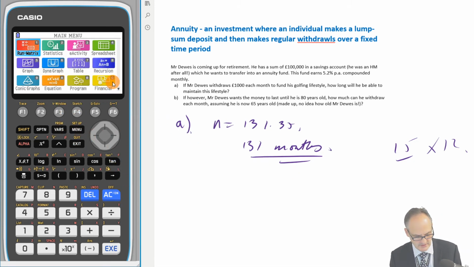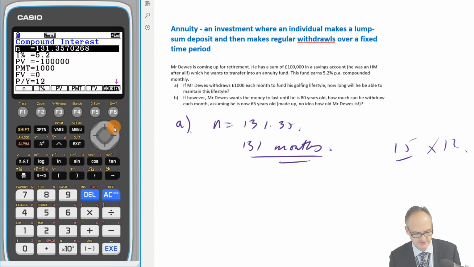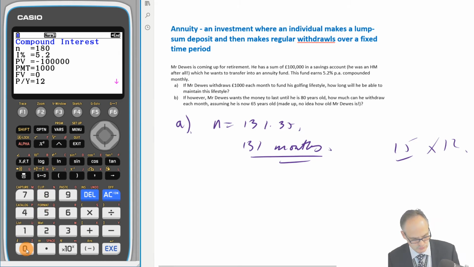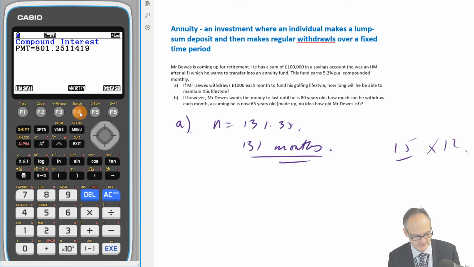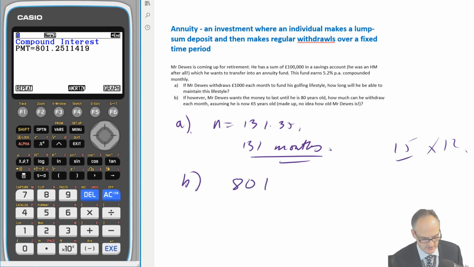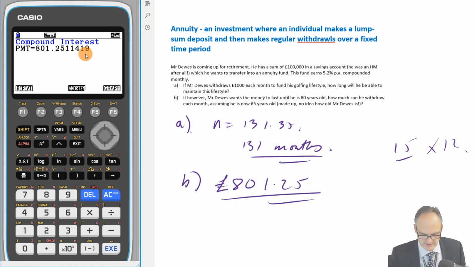Menu. If you don't want to scroll all the way across, you can just press alpha and C will get you in as well. We're going to go back to compound interest. So we now know that, I've forgotten what the value was, wasn't it? Let's have a look. It's 180. I've done the question before. 180. We still got the same interest. We now don't know how much he's going to take out because we want to make it last. So let's put that at 0. And we want the new PMT. So he will be able to take out £801.25 a month, and it's a fraction more than that, so it will last him beyond his 80th birthday if he takes that out every month.